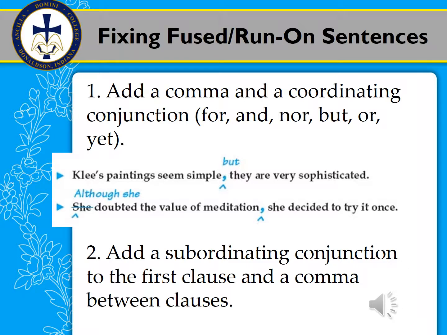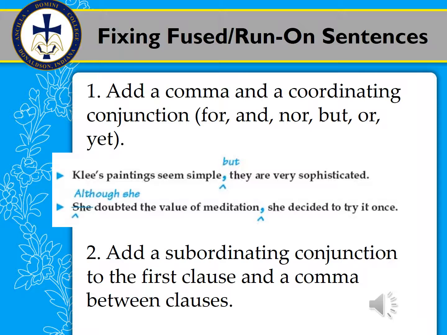So how do we fix these problems? Let's look first at the simpler fused or run-on sentence scenario. You can see what happened here. Klee's paintings seem simple. They are very sophisticated. Again, we see two independent clauses mashed together. How do we fix that? We add a comma and a coordinating conjunction, in this case the word but. This illustrates that those coordinating conjunctions are very important in that they also show the relationship, because here you're showing a contrast between the two statements, and that's why you choose but. If you had another word, it would change the meaning of the sentence.